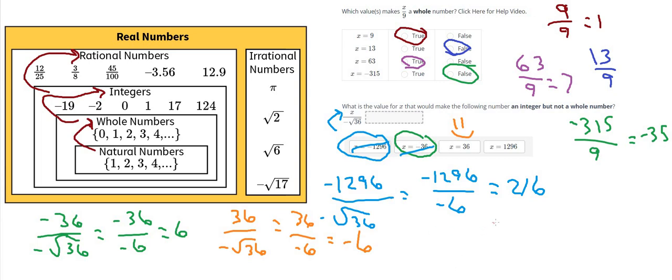We would have 1296 divided by the negative of the square root of 36. Square root of 36 is 6, so we have a negative 6 on the bottom. And 1296 divided by negative 6 is negative 216. So this would also work because it's an integer, but it's not a whole number.